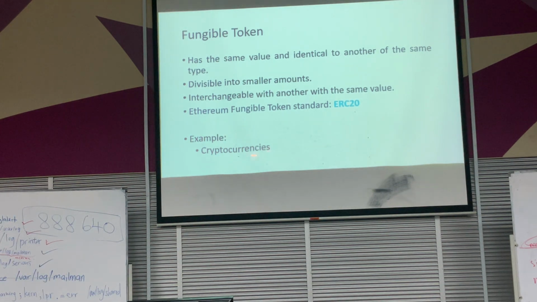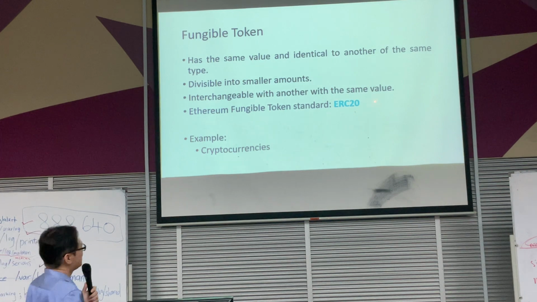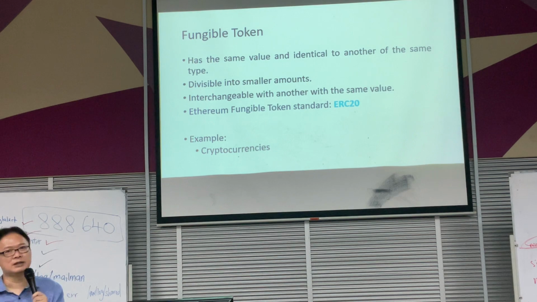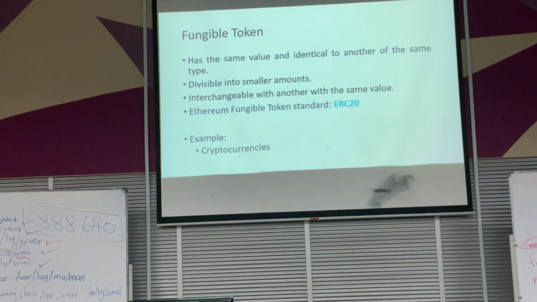Examples: cryptocurrency, Bitcoin, many others, right? And there is a standard design for creating this kind of fungible token. You can create another token, like a Durian token or whatever token. Since you are doing the durian assignment, maybe you're interested to create a durian token. If you think that those tokens have the same value, are identical to each other, can be divided into smaller amounts, and can be interchanged, then use this standard. You follow this standard to implement. That's why we need a standard.